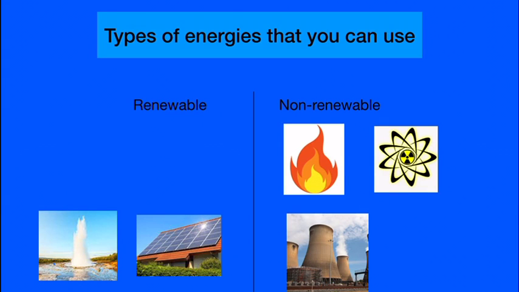Renewable and non-renewable. The difference between them is that non-renewable takes years and years to regenerate, but renewable only takes a few seconds because of the sun. And we would want to switch to renewable instead of non-renewable because non-renewable takes years. After we use too much of it, it takes years and years for us to be able to use it again. So that's why we want to switch to renewable.